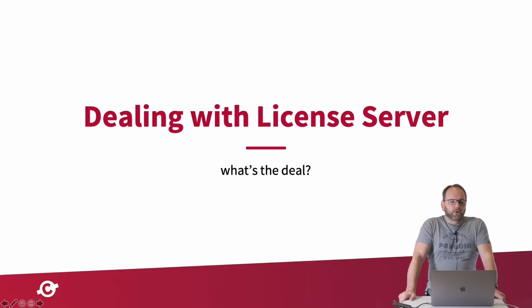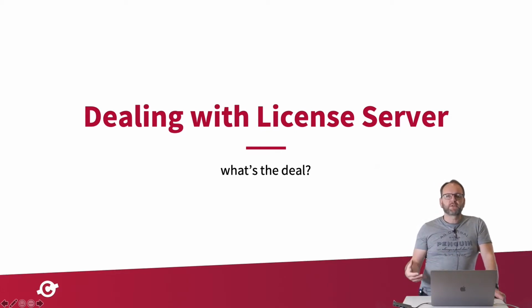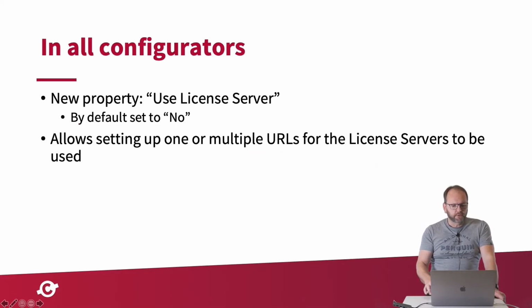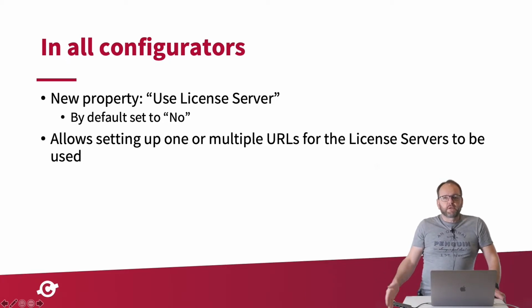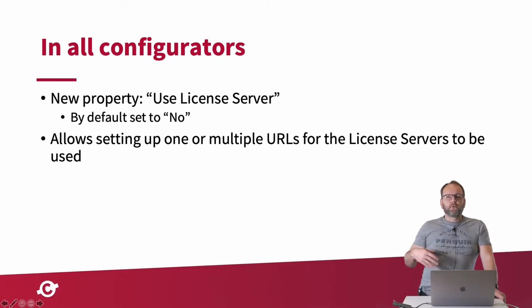Yeah? In order to do that, pdfToolbox needs to be able to talk to the license server and needs to be able to find it. And in a Switch environment, up to this point, that was a little bit difficult. You could do it again through additional command line parameters, but that becomes easier because of an extra property. So the new configurators, it is in all of them, will have a property called use license server that by default will be set to no, and that allows setting up one or multiple URLs for those licenses.